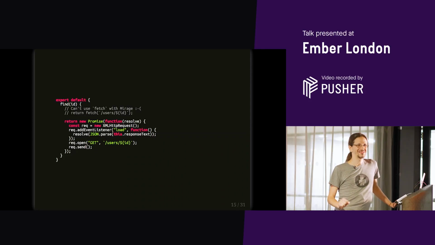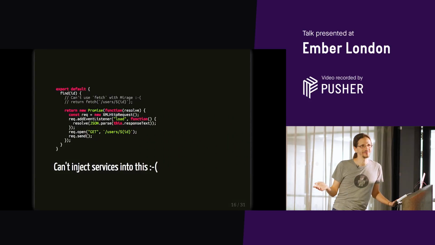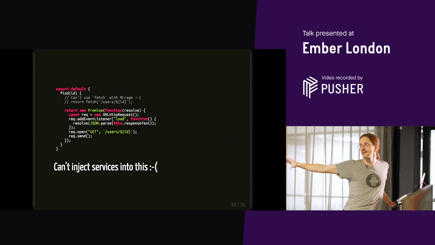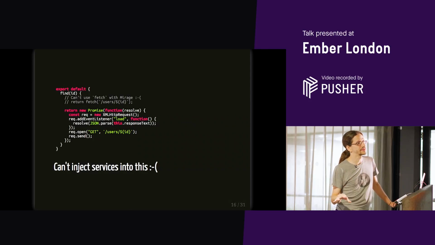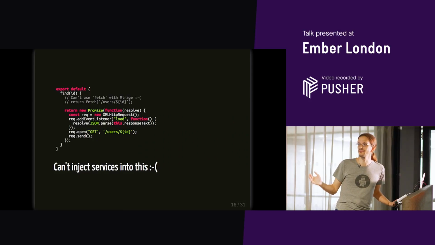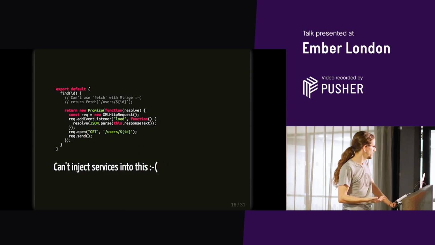But then comes the actual problem of doing things like this, and it is that you cannot inject services into this. You cannot use computed properties, because this object, this POJO, this simple object that we're just creating there and exporting, is not aware of Ember, doesn't have access to the Ember dependency injection framework. So there's no way to, for example, use the AJAX service, which would be a common one to do that, or, as I said, to use computed properties.